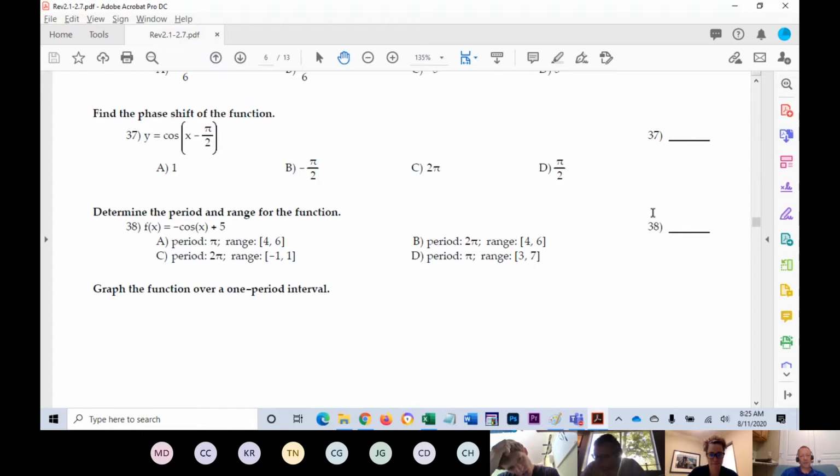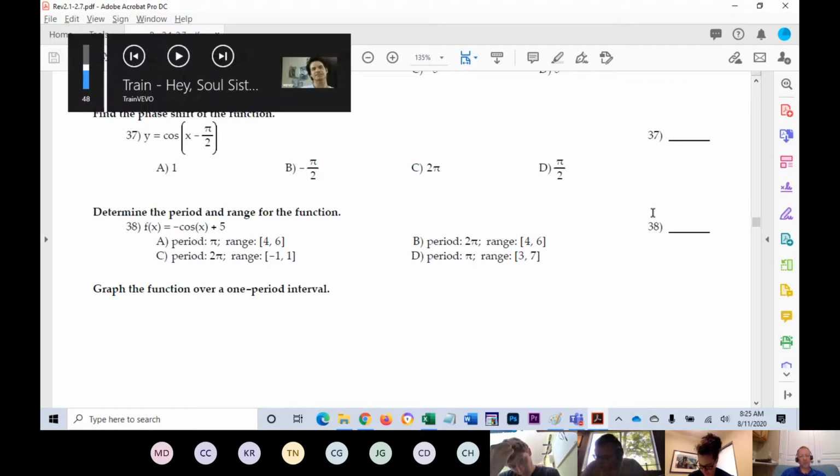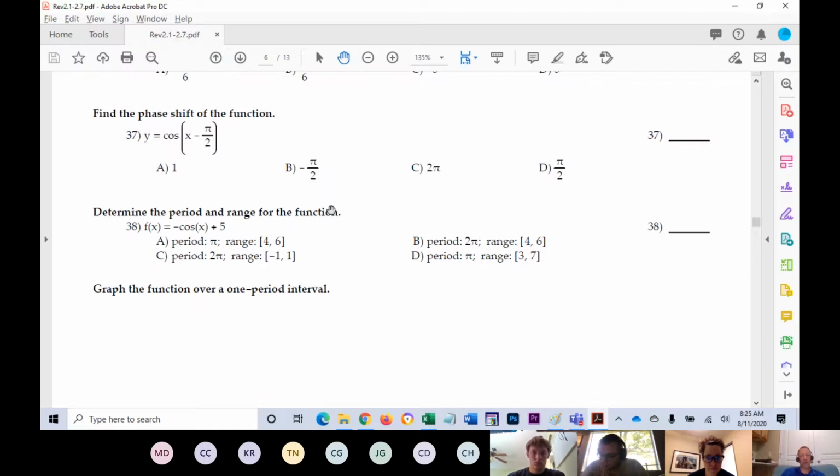So, what's the formula for the period? 2 pi divided by b. What's b in this case? 1. Yeah, because it's the number in front of the x, right? So it's got to be 2 pi. So it's either this answer or this answer. And now the range, how do we find the range? You know, that's a great question. I tried to YouTube it and figure it out, and I couldn't. So who knows the answer to this?